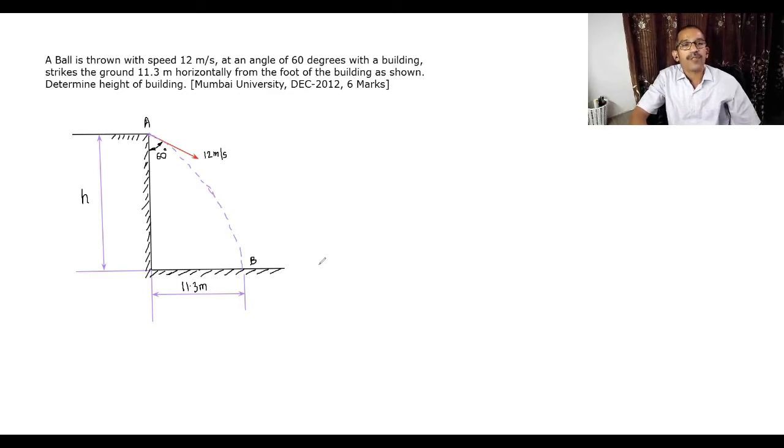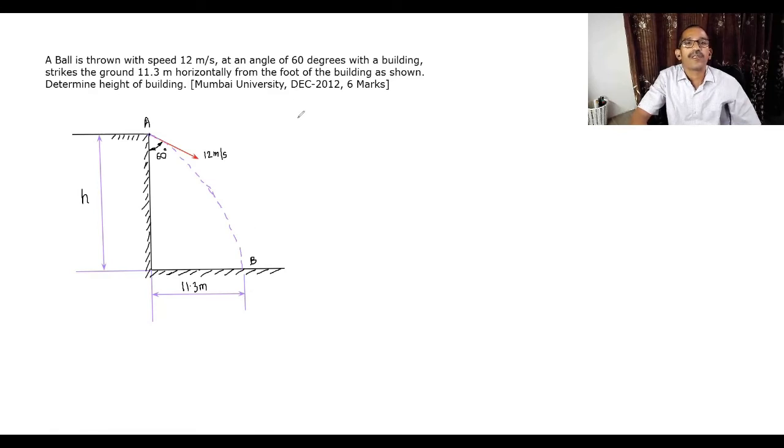What is given in this problem? A ball is thrown with a speed of 12 meter per second at an angle of 60 degrees with the building, and strikes the ground at 11.3 meter horizontally from the foot of the building, as shown in the figure. Determine the height of the building. That means the point of projection is A, right? And that ball strikes here on the ground at B, right? Height of the building is unknown, and the horizontal distance at which it strikes from the point of projection, meaning from the wall, is given as 11.3 meter.